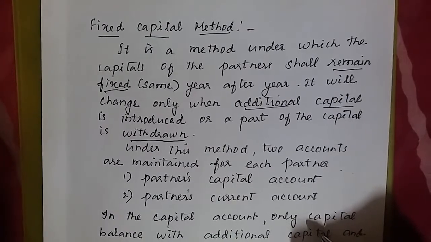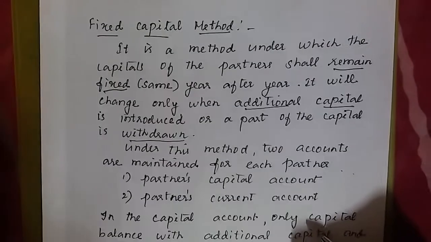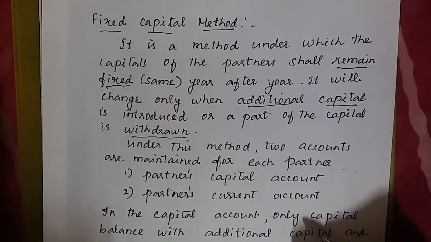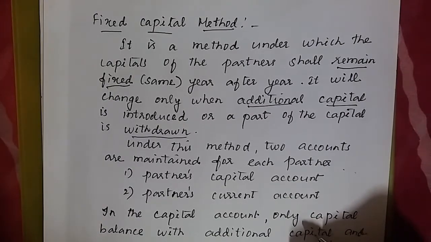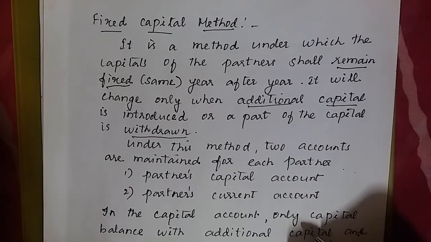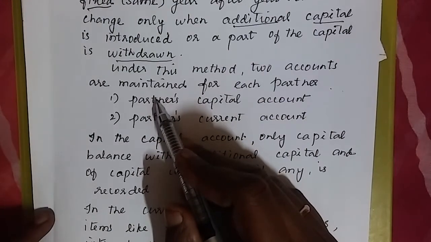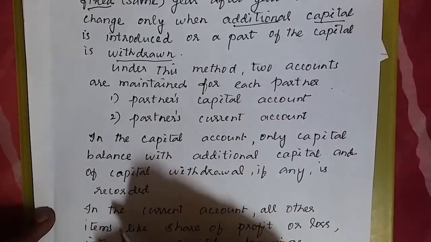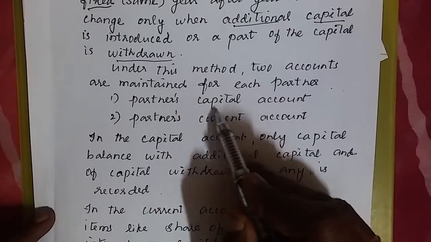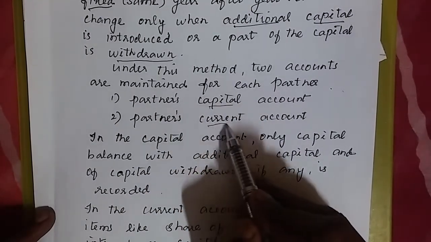But if there is additional capital or drawings, they should be added with the capital. Except these items, other items should not be entered in this capital account and also cannot be added with this capital. Under this method, two accounts are maintained for each partner. What are those? Partners capital account and another one is partners current account.